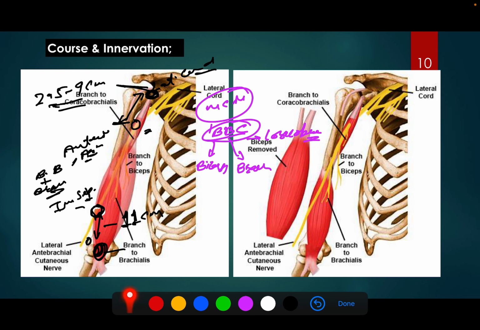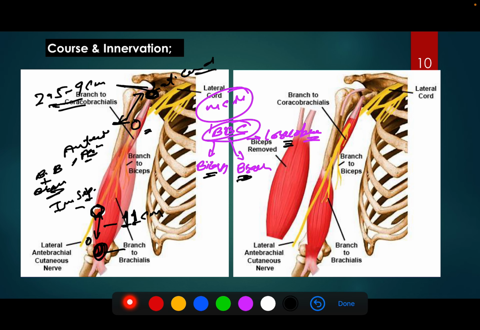So these are the muscles supplied by the musculocutaneous nerve: this one muscle, and this inside one, this deeper muscle, these three muscles. And one point I want to explain over here: what is this one? Biceps muscle. And what is this one? Brachialis muscle and coracobrachialis muscle, right?